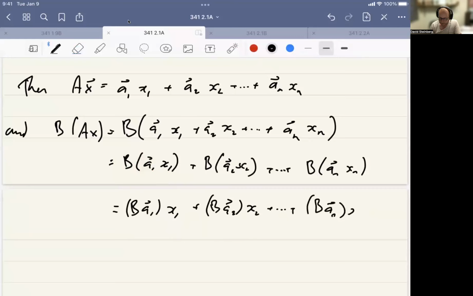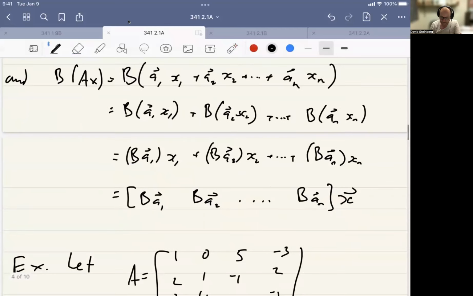plus Ban xn. And the reason I wanted to keep the x's on this side is because it looks like we've got matrix multiplication again, where these are the columns of some matrix, and x are the weights again. So we've got a matrix whose columns are Ba1, Ba2, all the way up to Ban, and we're just applying this to the vector x. So we should really call this the matrix BA.